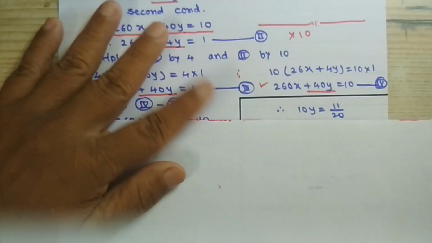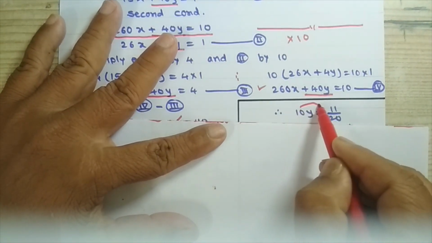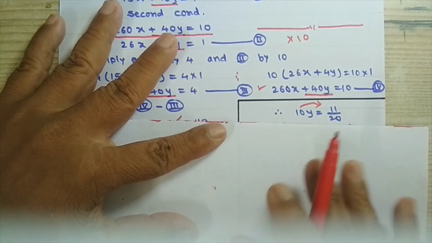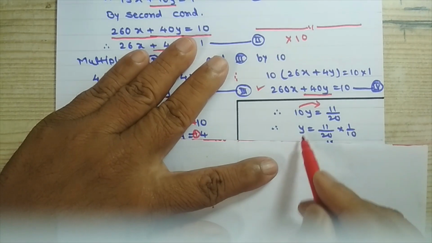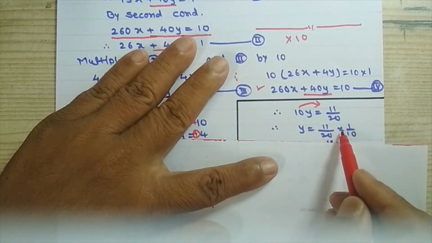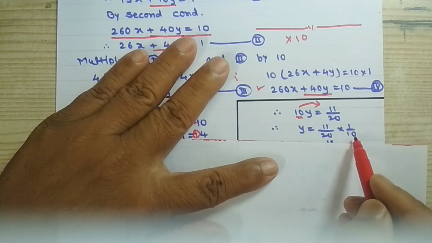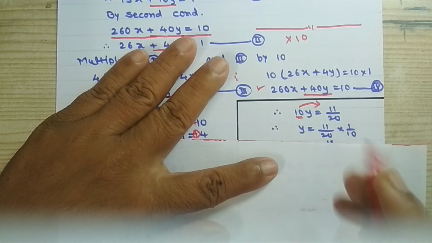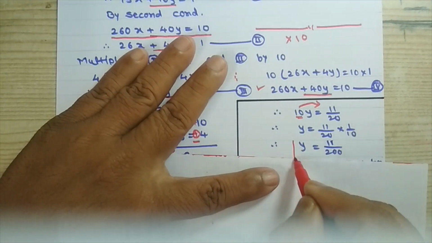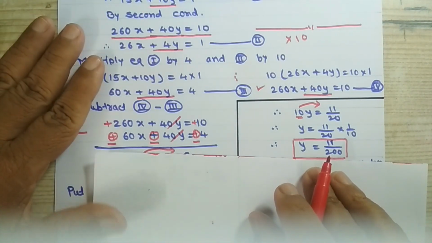Therefore, once again, I want to write here 10y is equal to 11 upon 20. We take 10 to the right side of the equality. It goes to the denominator, or 1 upon 10 we write there. Then y is equal to 11 upon 20 into its reciprocal 1 upon 10, means 10 is in the denominator. And 11 upon 200 is the answer. Means we got here the value of y as well as the value of x.